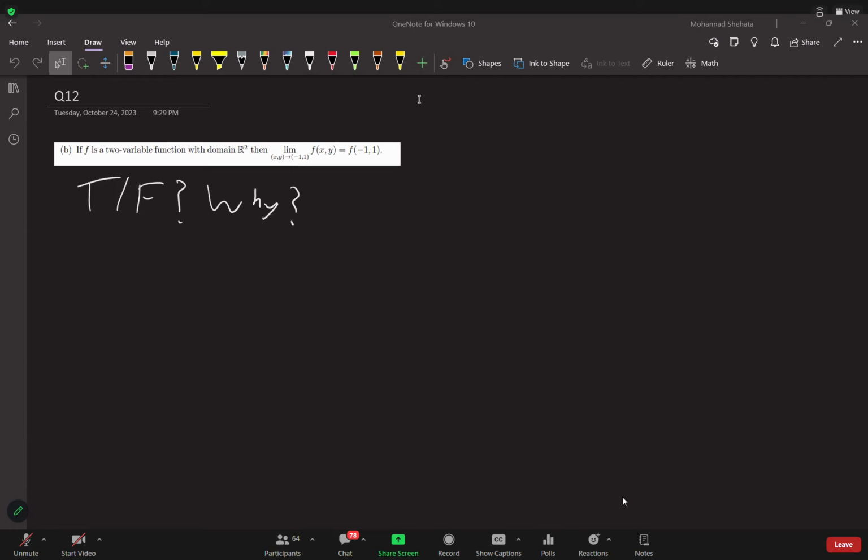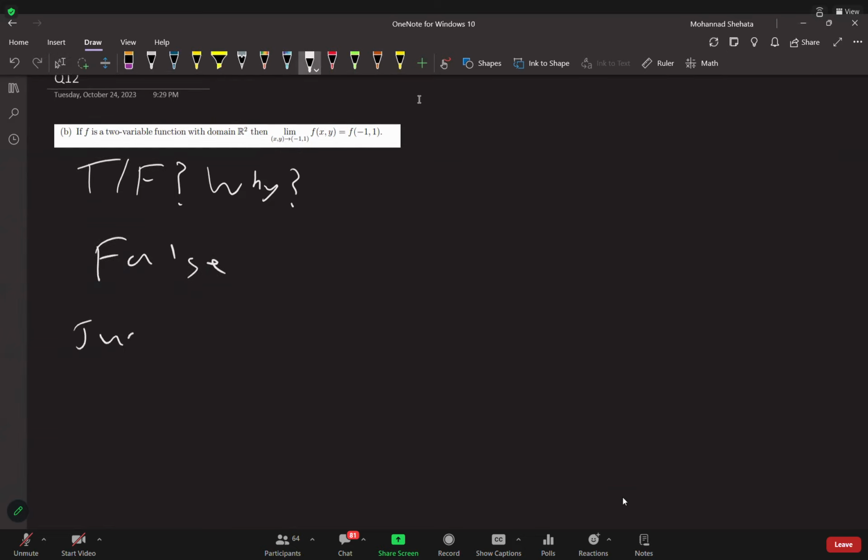Oh, this is the problem. Yes, exactly. If the domain is R2, that says nothing about its continuity. I can make a function that's discontinuous everywhere, but it's defined everywhere. Yes, you can make a piecewise defined function, a terrible one, where it's continuous nowhere, or discontinuous at some points. So the answer would be false.